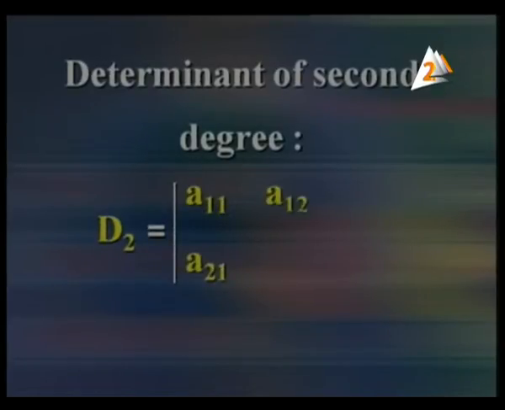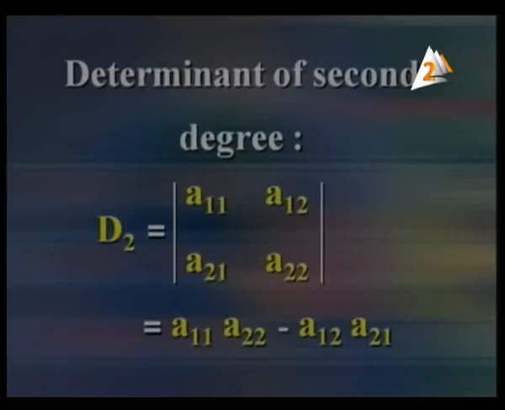Determinant of the second degree. The second degree has 2 rows and 2 columns, as in the figure: A11, A12, A21, A22. What do you mean by A12, dear student? The element in the first row, second column. What do you mean by A21? Second row, first column. A11 is the first row, first column.